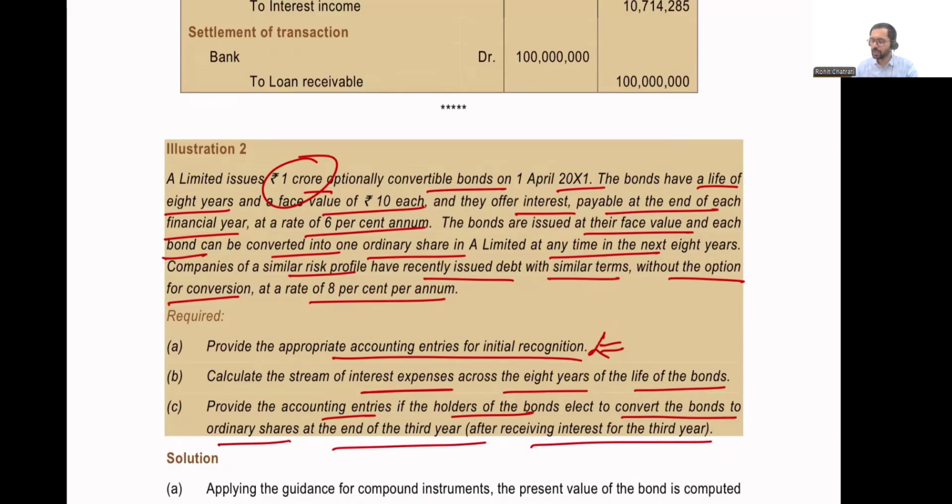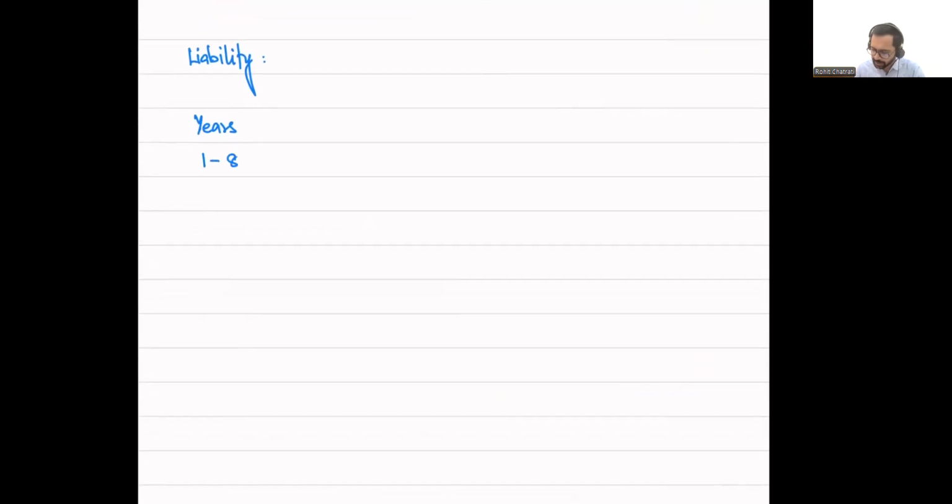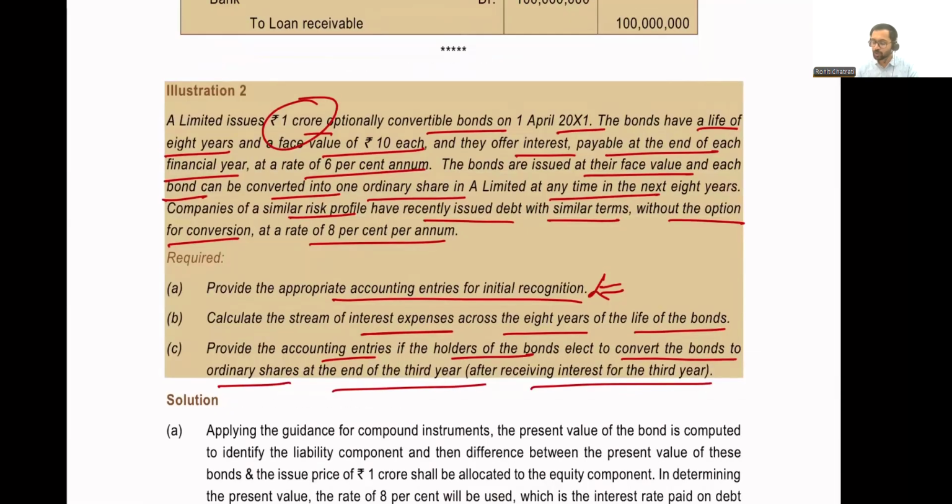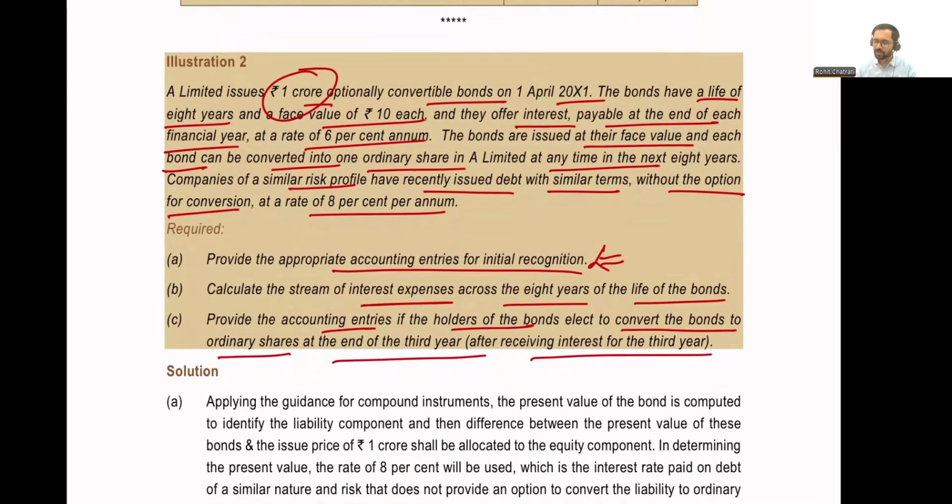How are we going to do it? We will be calculating the liability value as the present value of the cash flows that an entity may be obligated to pay. So the liability value will be calculated as, we'll plot down years where we have cash flows for years 1 to 8. The cash flows for year 1 to 8 will be 1 crore multiplied by the coupon rate of 6%, which is going to be equal to 6 lakh rupees each year. The coupon is 6 lakhs because we have 1 crore of face value and the rate of interest is 6%. The discount rate will be 8%.